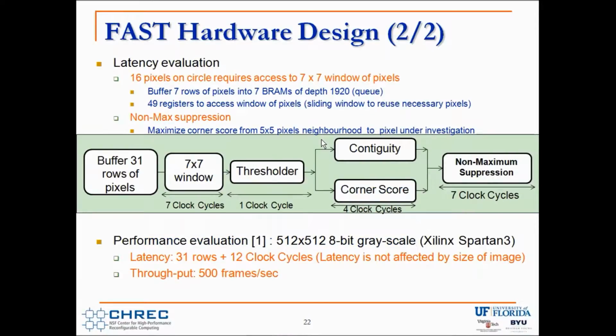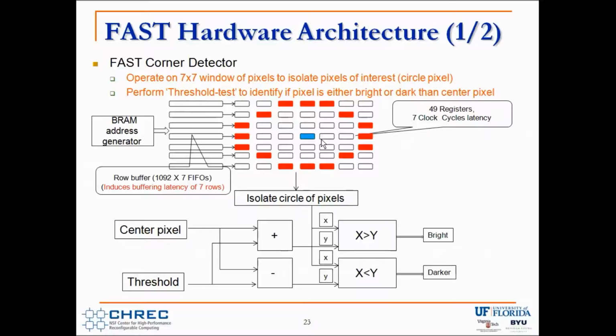The latency for performing such evaluation is as close to buffering 7 rows of pixels of an image. So this is a convolution type approach and it suits low latency for any FPGA applications. The FAST corner detector has a BRAM address generator to buffer all the values into the BRAM and extract the required pixels, that is the 16 pixels in the circle of Bresenham.